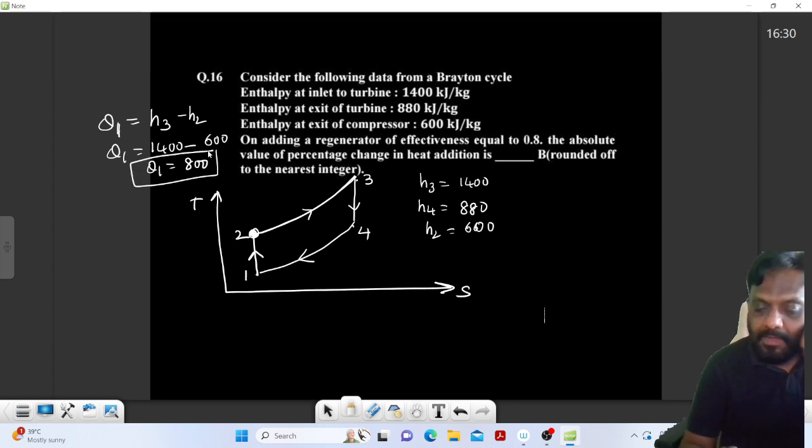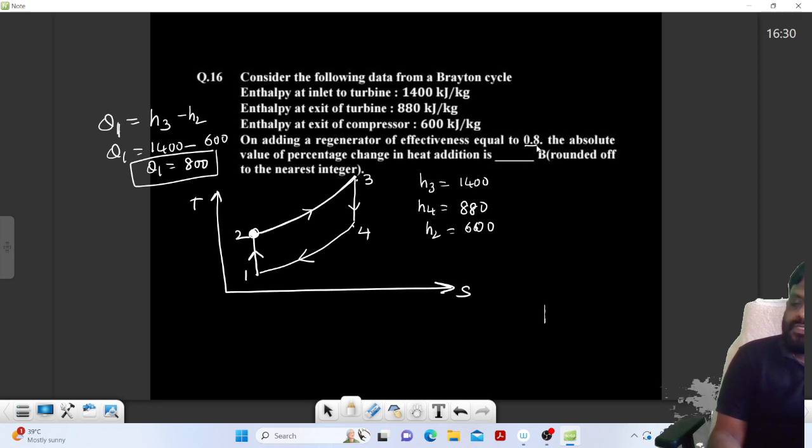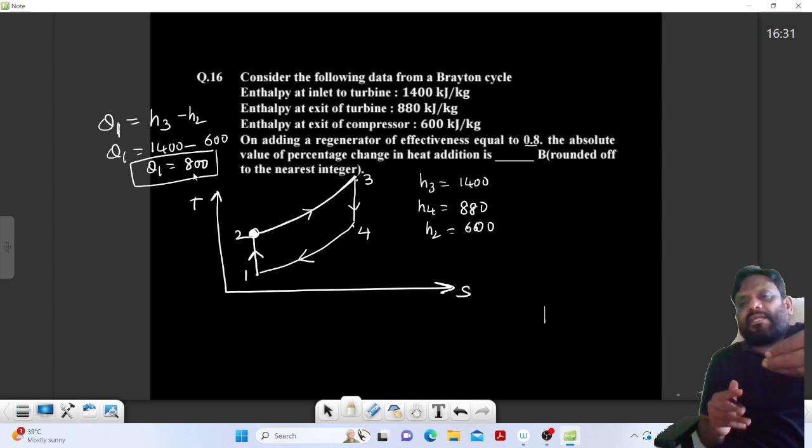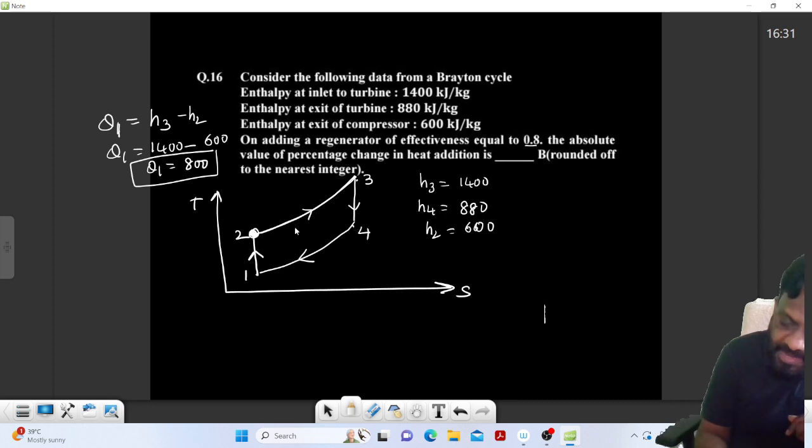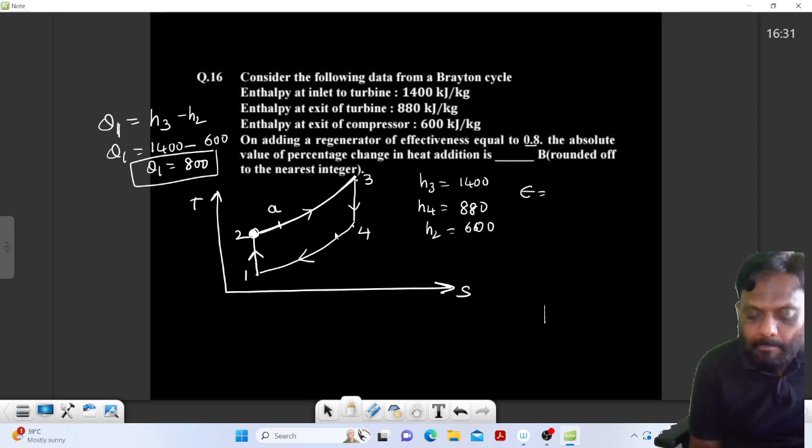Now what he says: a regenerator is added whose effectiveness is 0.8. Find the absolute percentage change in heat addition. Before adding the regenerator, this is the heat supply. Now if we add a regenerator, definitely there will be a reduction in heat supply. Ideally, how much can the regenerator gain? From 4 to 2. But it is gaining, let us say, if I add a regenerator, it is increasing from this. So the effectiveness of the regenerator is given by actual gain by ideal gain.